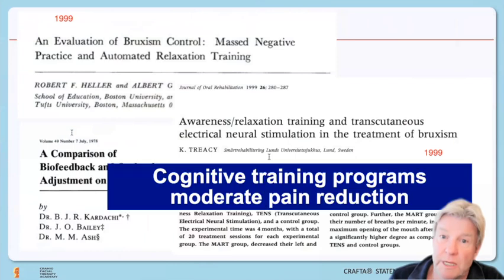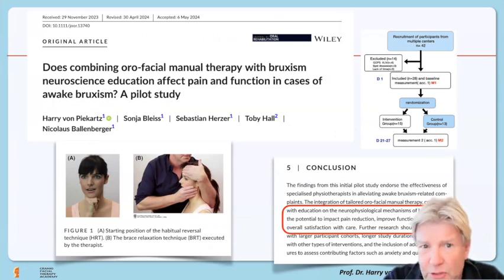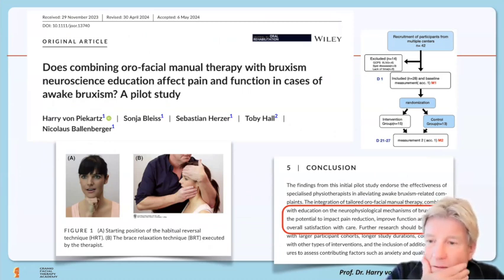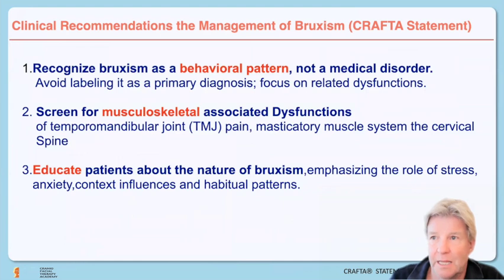Okay, so it has long been known that cognitive training can reduce tension of the muscles, but also reduce pain. And we also did a study a few years ago, where we combined orofacial manual therapy and neuroscience education. And we saw that in this group, with chronic bruxism, the patients become better. Yeah, so they still have bruxism, but quality of life is better.